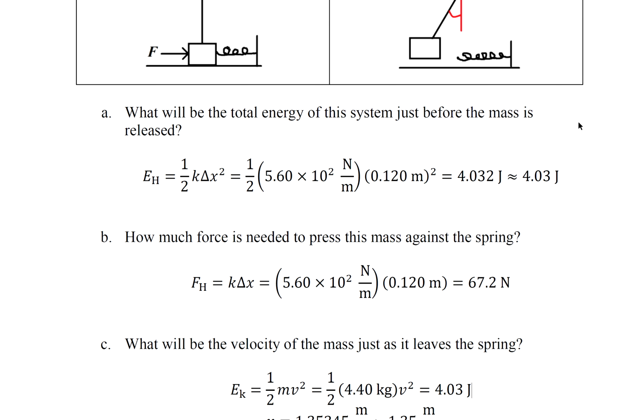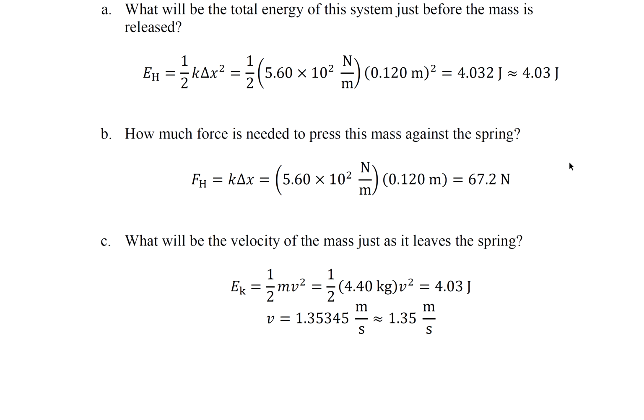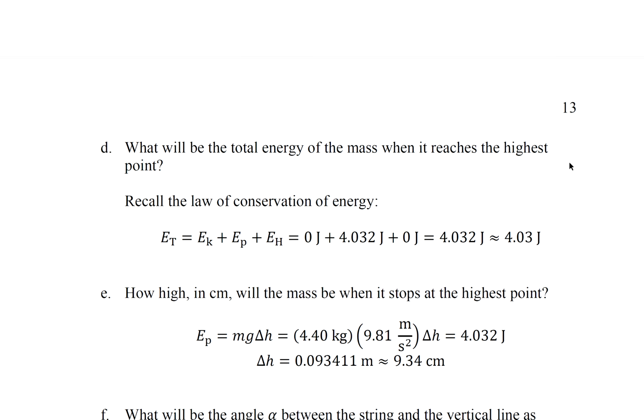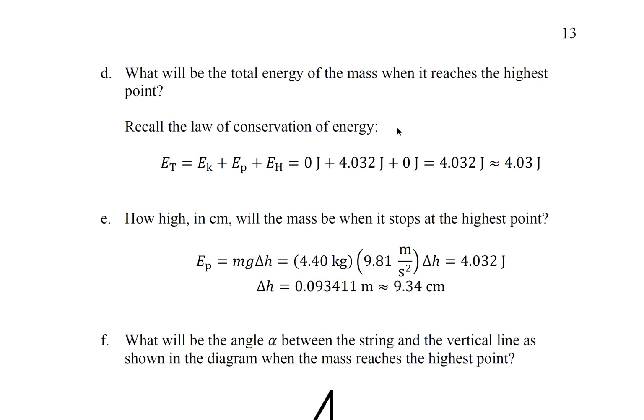Energy is just converted from one form to another. The energy from the spring becomes 0 and the kinetic energy becomes maximum, which is 4.03 joules. So solving 1/2 mv squared for v, we get 1.35 meters per second. Part D, what will be the total energy of the mass when it reaches the highest point? 4.03 joules. How high in centimeters will the mass be when it stops at its highest point?